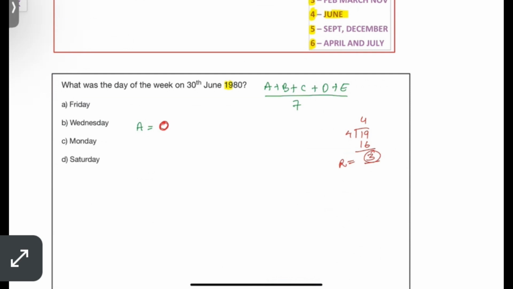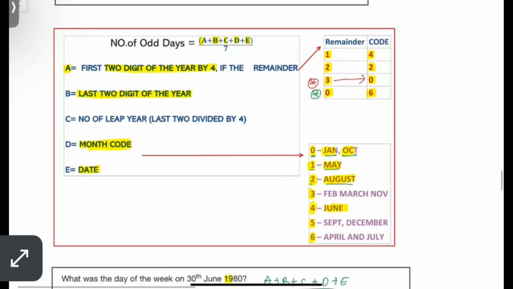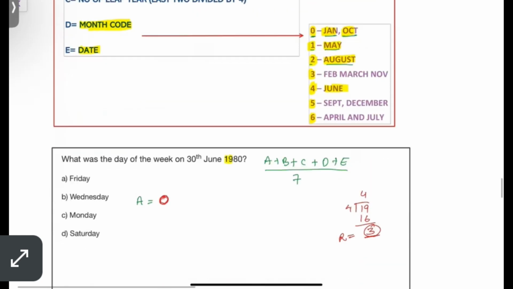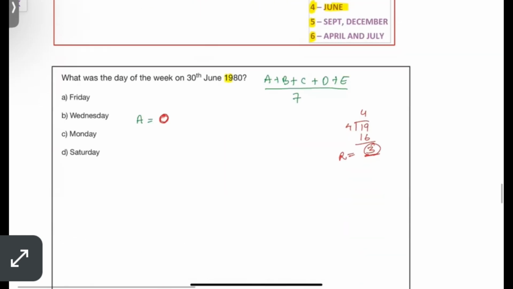If the remainder is 3, the code is 0. Like I told you, if it is 19 something, and if you look through the question paper, in most questions you will see 19 something and 2000 something. If it is 2000 something, it is this one, and if it is 19 something, it is this one. So easy. Here our remainder is 3, which means our code is 0.